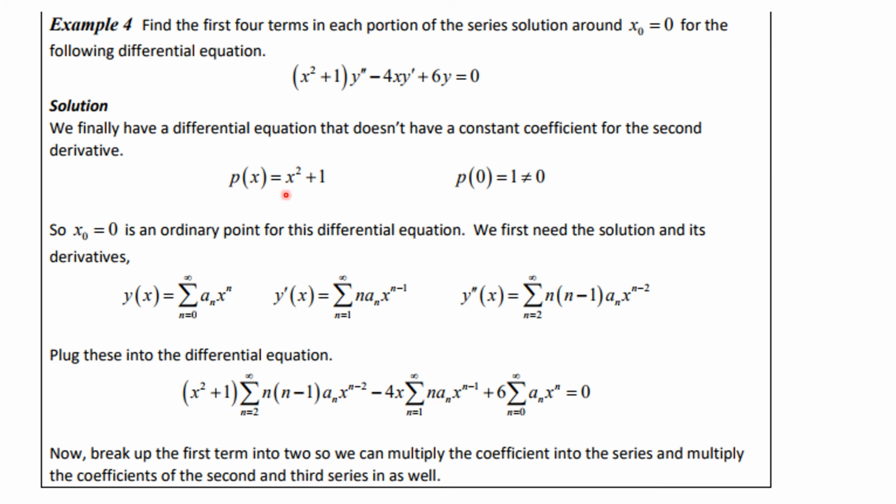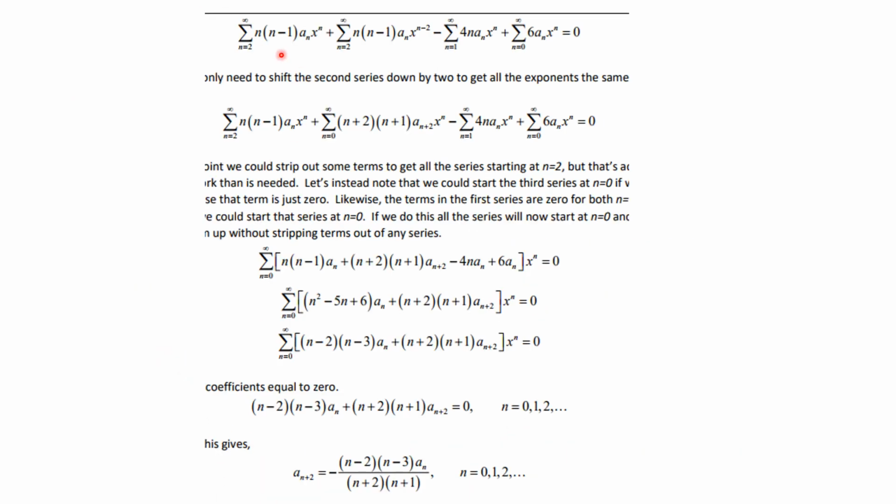Okay, so this is p of x, and p of x doesn't equal 0, and so that's an ordinary point. So we will take our derivatives and we'll plug them into the equations, and we get this. Now what we're going to do is distribute this in, and multiply that inside, and we will have to distribute here. So what we get then when we do this is this sum, this sum, this sum, and this sum.